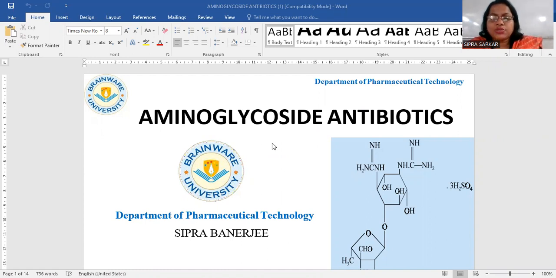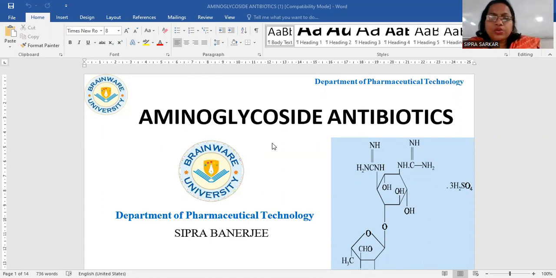So, in previous classes, we have discussed the beta-lactam antibiotics, and you know very well what an antibiotic is and why we are starting about the antibiotic. According to classification, we have classified the antibiotics into different categories. So, this is one of the categories. Why is it called an aminoglycoside?